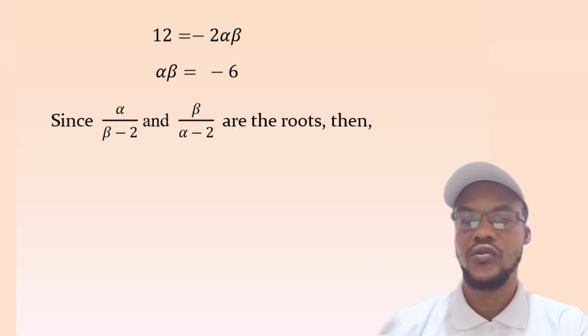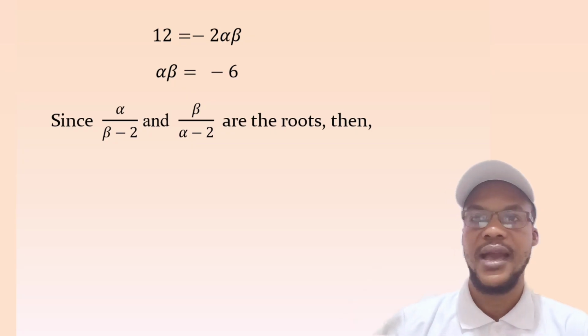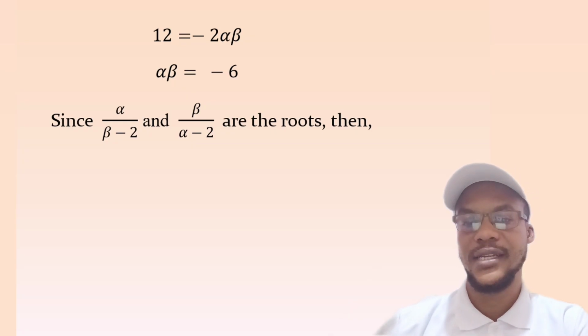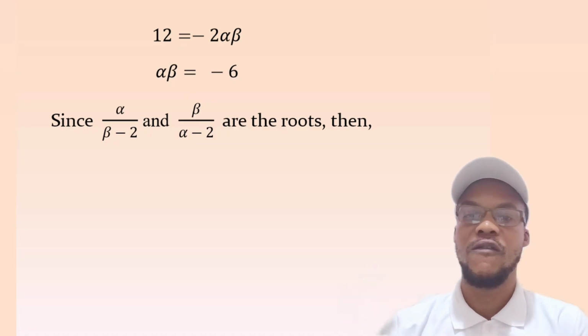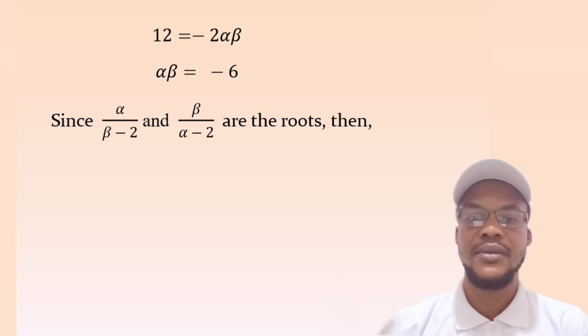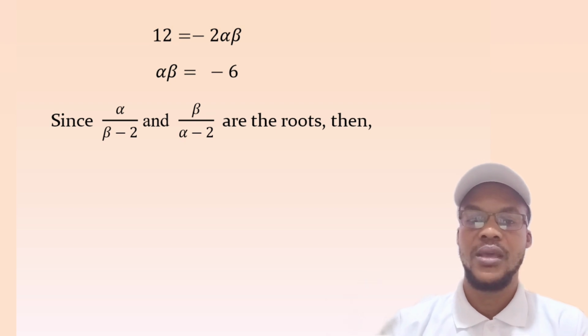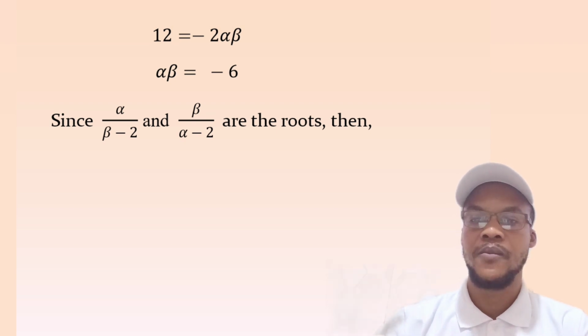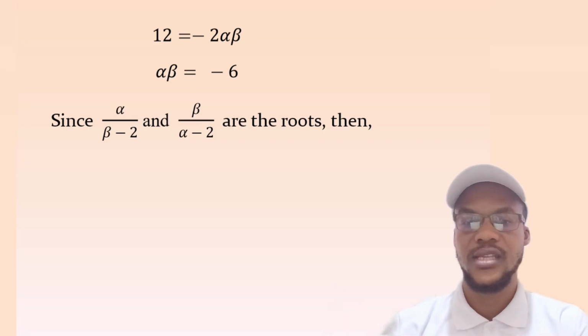Okay, we are not asked to find the equation whose roots are alpha and beta, but we are to find the equation whose roots are alpha divided by beta minus 2 and beta divided by alpha minus 2. That is what the question demands we find. So if that's the case, the same way we used alpha and beta, in the same way we are going to deal with this as well.